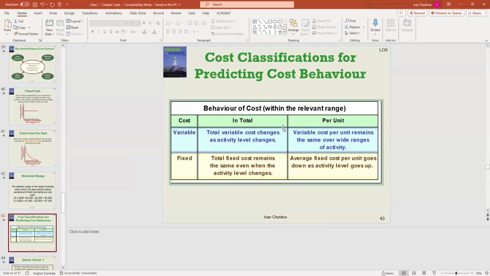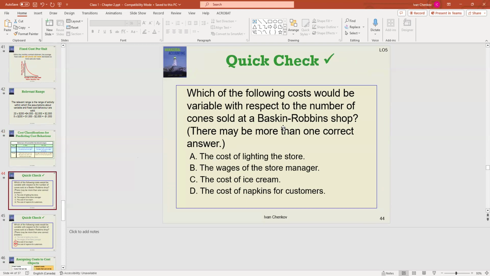Now fixed cost. Total fixed cost is always going to stay the same. But fixed cost per unit is always going to go down. The more we're using the fixed cost, the less we have to pay for the single units. I mean, the average cost per unit goes down. We still have to pay the total fixed cost, but the average cost per unit goes down.